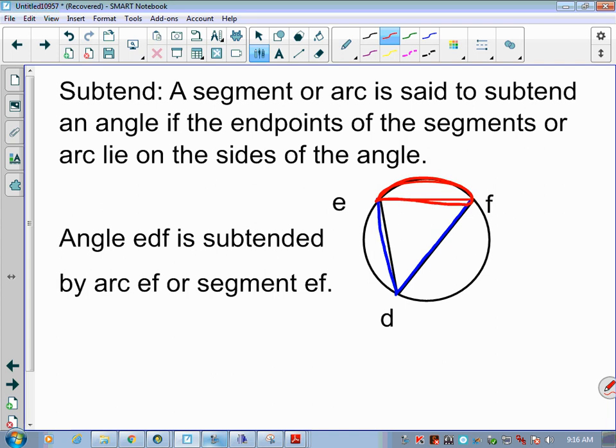Does that make sense? I want to see that it makes sense because when I use that terminology, I'm going to ask you, what subtends this angle? What line segment subtends this angle? What arc subtends this angle? Subtend is not a word you're used to up to this point, so I want to make sure you understand it. Angle EDF is subtended by arc EF or segment EF. We're familiar with that. That brings us up to speed.